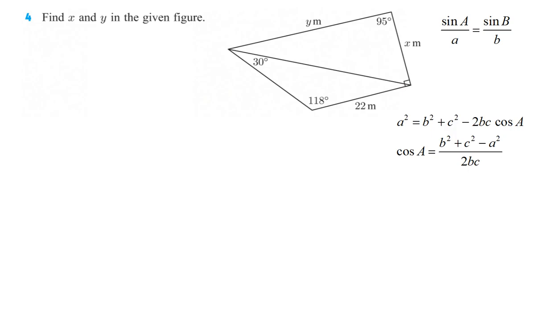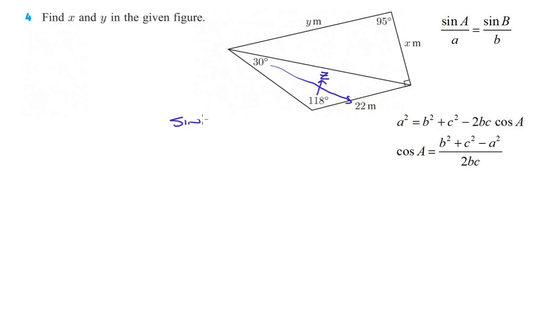Next one to take a look at here is number 4. Find X and Y in the given figure. So, we got to find both of those. Here's the key. We really need to figure out what this side right here is. And then once we have that, we can find these other two pretty quick. Okay, so let's see here. We have this angle and that side, and we have this angle, and we can find that side, right?